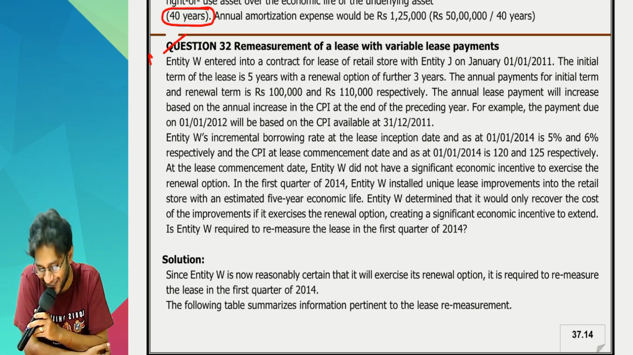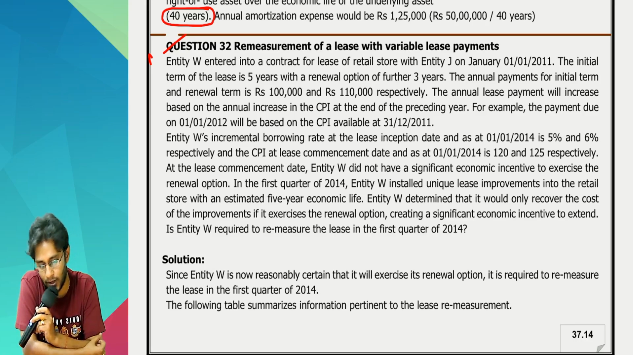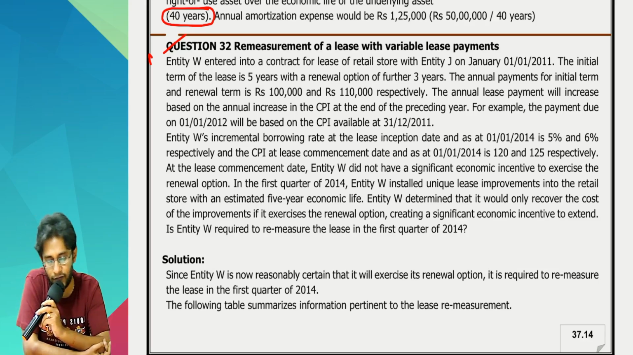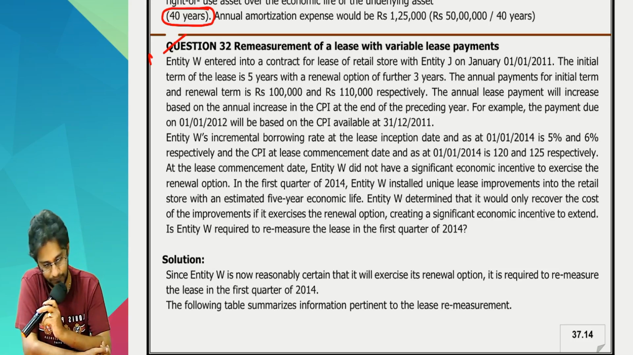Entity W entered into a contract for lease of a retail store with entity J on Jan 1, 2011. So that is the inception date. The initial term of the lease is 5 years with a renewal option of a further 3 years. The annual payments for the initial term and renewal term are 1 lakh and 1,10,000 respectively. Observe closely. First 5 years it is 1 lakh. After that a 10% increase is there.